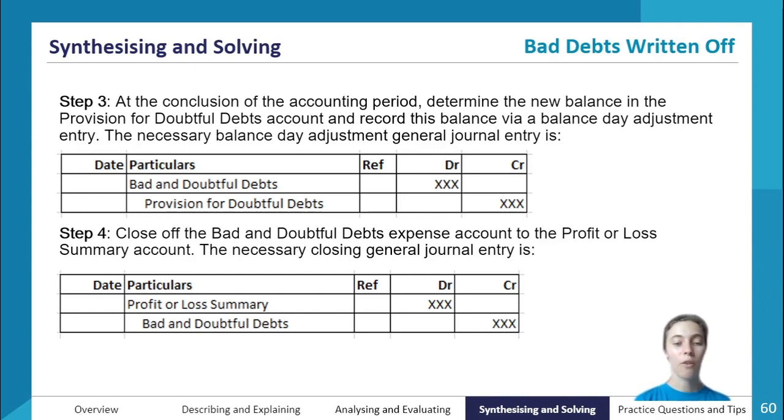Then we're closing off the bad and doubtful debts expense account in step 4, and the necessary adjustment is that debit to profit or loss summary and the credit to bad and doubtful debts.